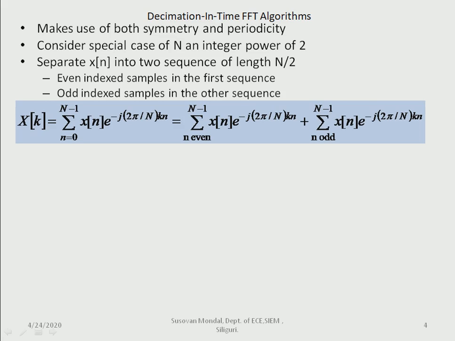So that is why this is called decimation in time FFT. So this is the equation. This is the basic equation of a DFT. Now the first part is basically for even indexed, for n even, and the second part will be the odd part. So we'll decimate this x of n.